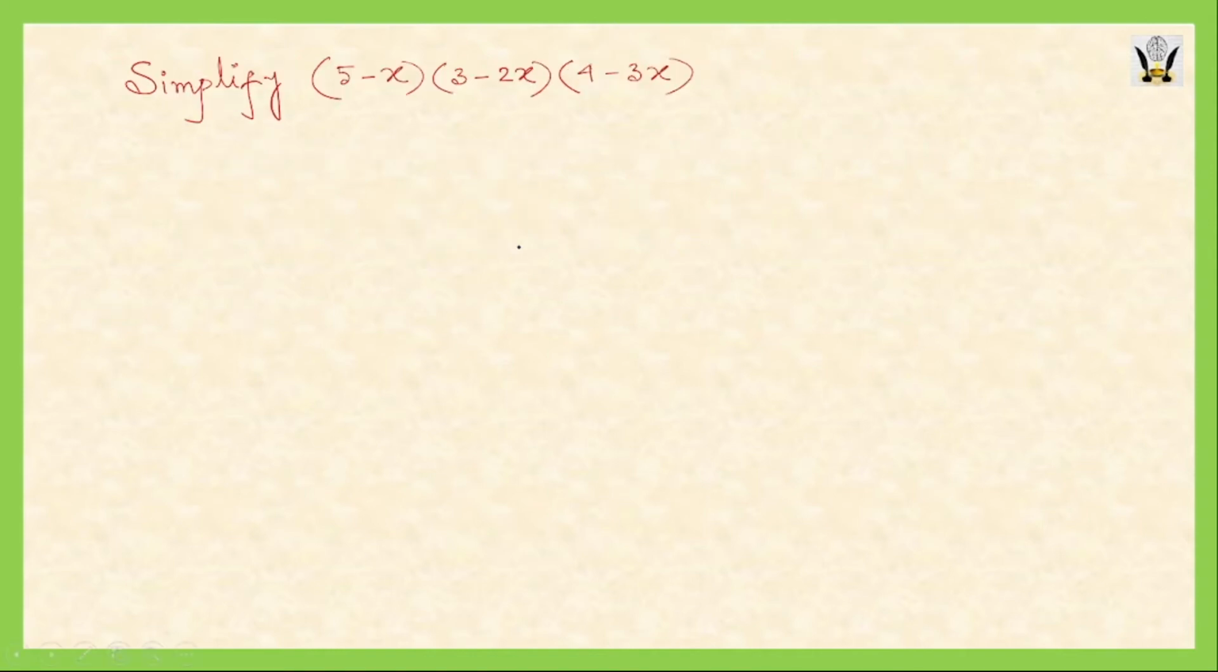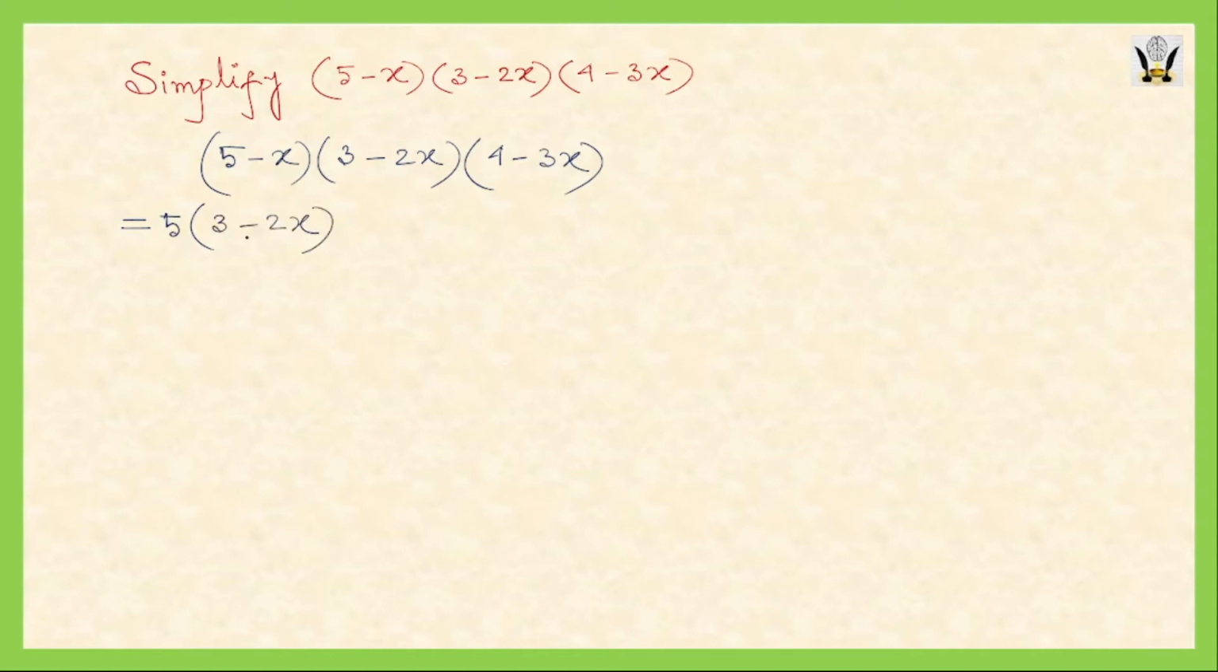Then the next problem sum is also related to multiplication of algebraic expressions. So when we will multiply them, it's simple. So what we will do is, first 5 will be multiplied with this whole factor, so 5 multiplied by 3 minus 2x. Then we have here another term which is minus x, and that will be separately multiplied with the same factor here, 3 minus 2x. Then that result of multiplication will be multiplied by this factor 4 minus 3x, that we will proceed further. So here first we will complete this multiplication.